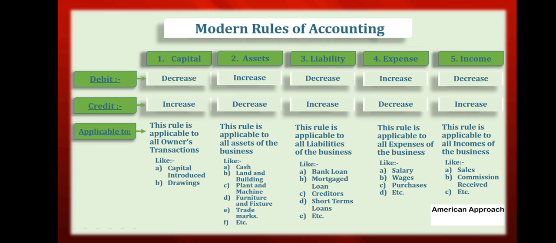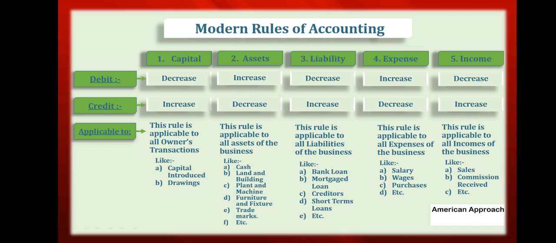The next one is asset. Increase in asset is debited. Decrease in asset is credited. This rule is applicable to all the assets in the business. What are your assets, children? Cash, land, building, plant, machinery, fixtures, furniture, trademarks, etc. All these are assets, irrespective of whether they are current asset, fixed asset, tangible, intangible. If they are asset, increase in asset means it should be debited. Decrease in asset means it should be credited.